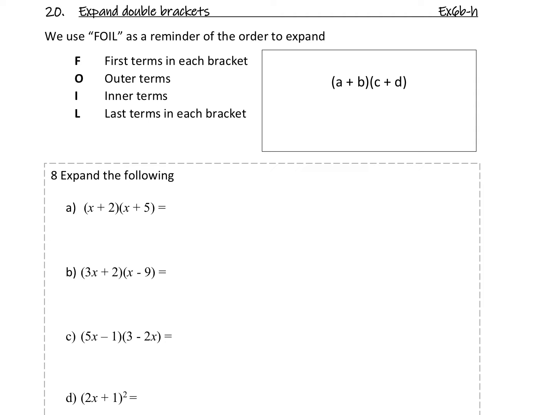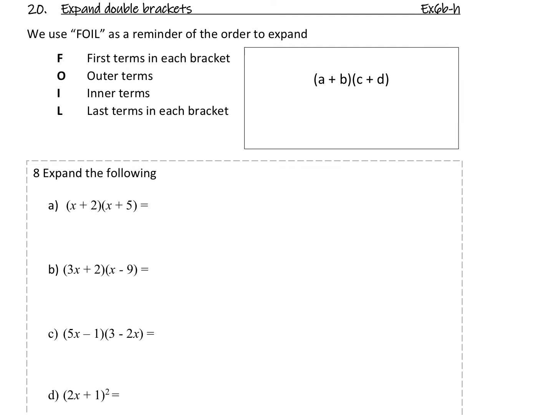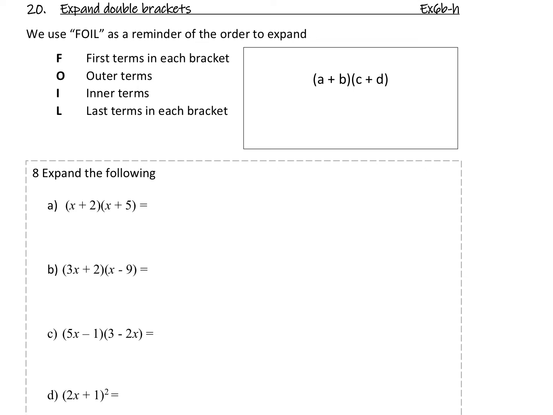Expanding double brackets. If you're familiar with this topic, pause the video and have a go at example 8. So to expand double brackets, we use FOIL as a reminder of the order to expand. Now, there are two ways that this might play out when you do the expansion, so I'll do it twice and hopefully one will be familiar from the class that you're in.